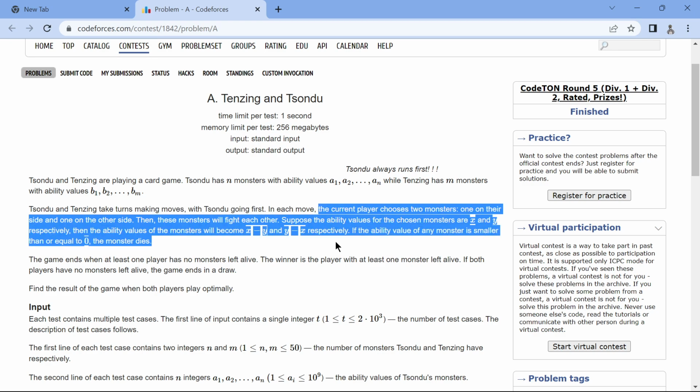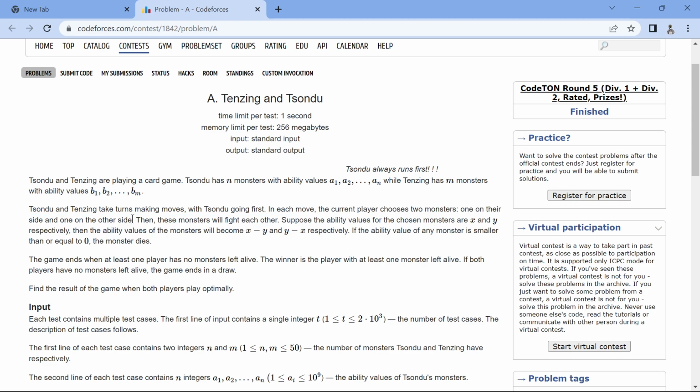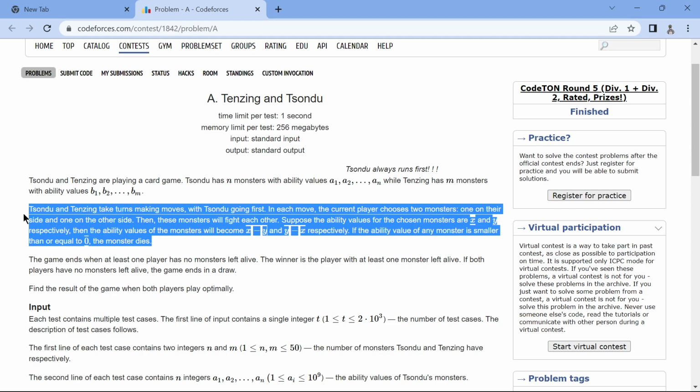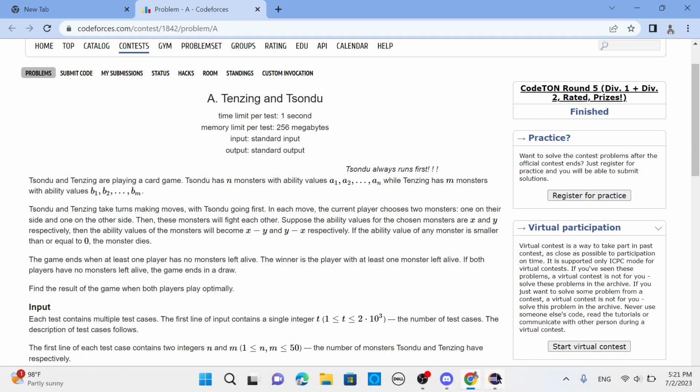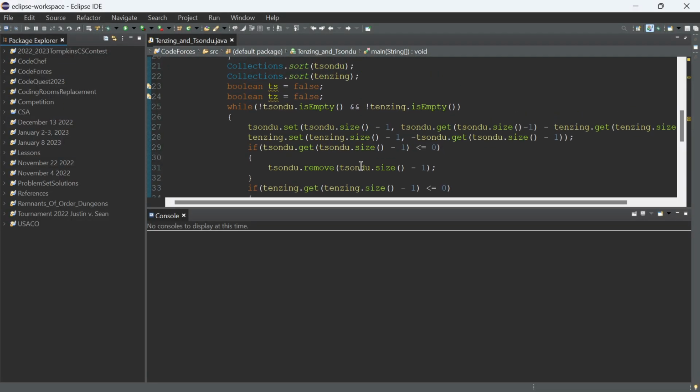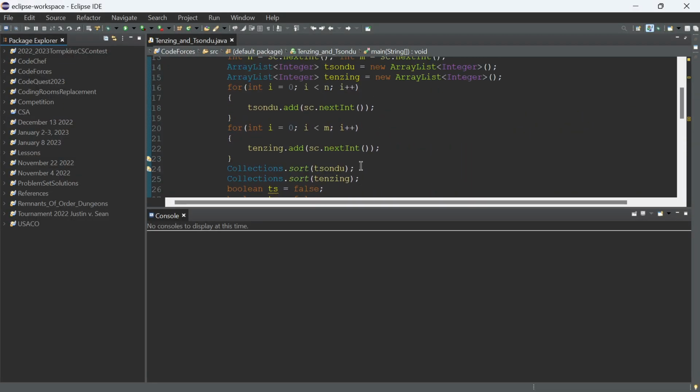In each move, the current player chooses two monsters, one on their side and one on the other side. Then these monsters fight each other, and the ability values of the monsters become X minus Y and Y minus X. So there are two things to notice. First of all, the order doesn't really matter. We say that Tsondu goes first, but it really doesn't matter.